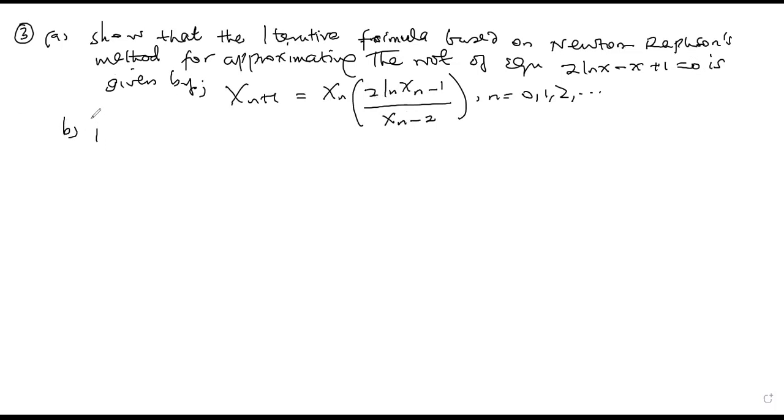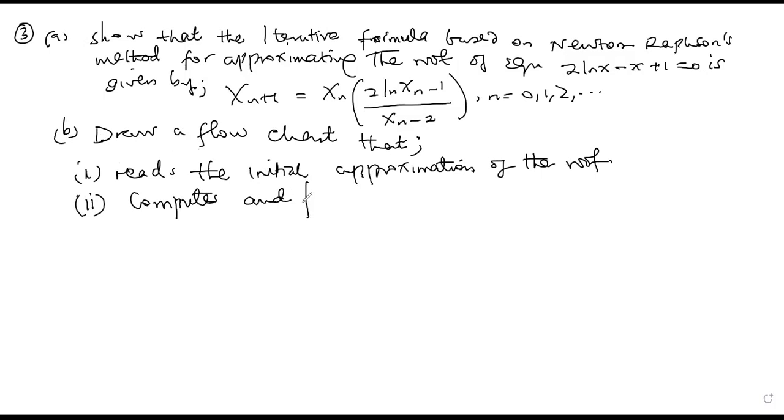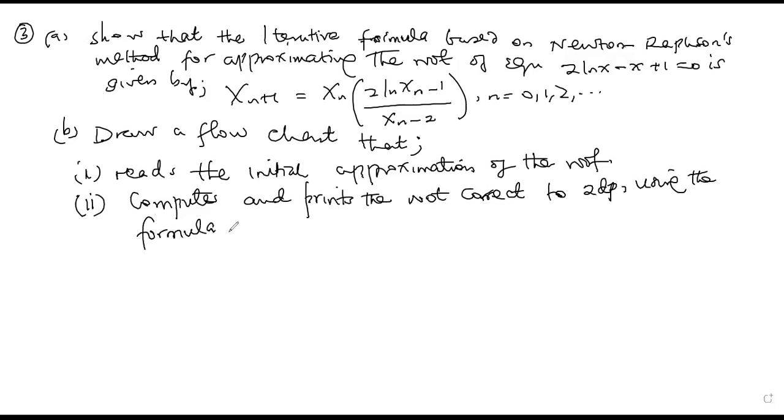Then part B, they want us to draw a flow chart that, one, reads the initial approximation of the root, two, computes and prints the root correct to 2 decimal places using the formula in A.